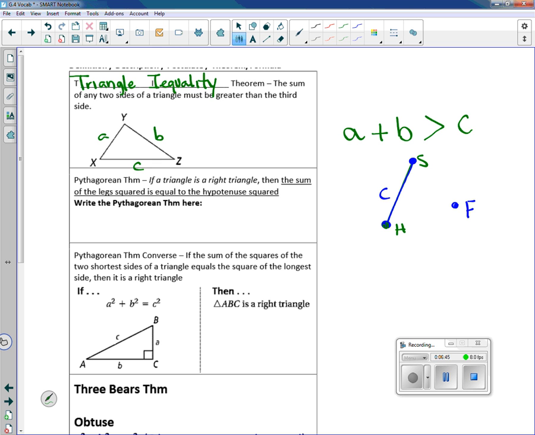Then if I drove from my house to my friend's house, and then from my friend's house to the school, I think we all know that the two lengths, driving to my friend's house and then to school, have to be a greater number than the third side. And so we're going to be able to look at triangles in this section.